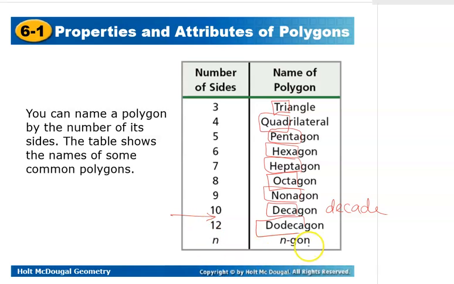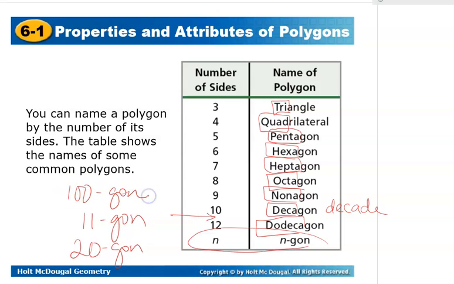It's because 11 or anything further after that is called an n-gon. So if you had 11, it'd be an 11-gon. If you had 20, it'd be a 20-gon. And if you had 100 sides, it'd be a 100-gon. They're just the various names. You will see these in word problems or any other type of problems, and you'll just have to know how many sides they're referring to.